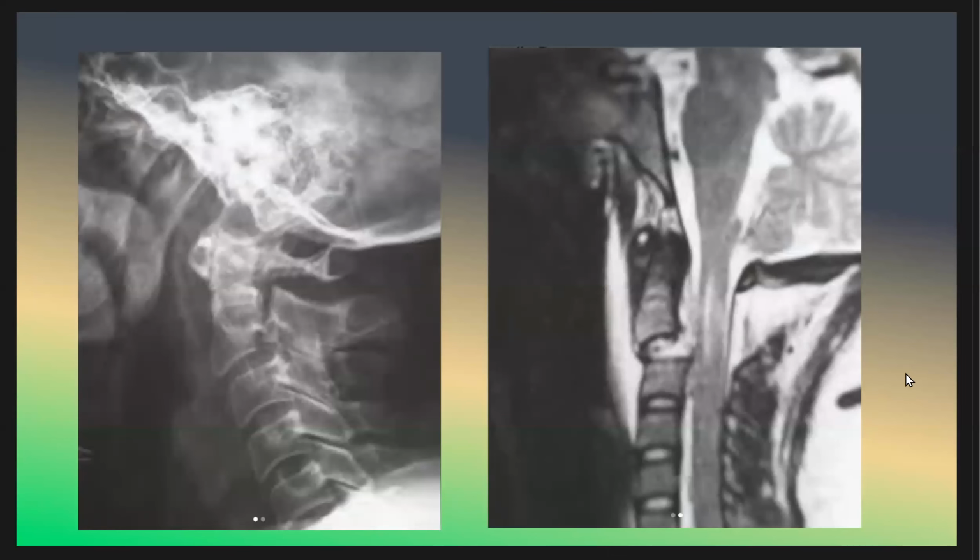This patient has a simple case. We have hangman fracture with forward displacement of C2 over C3, subluxation. This is hangman fracture. On the MRI, also we have a spinal cord contusion.